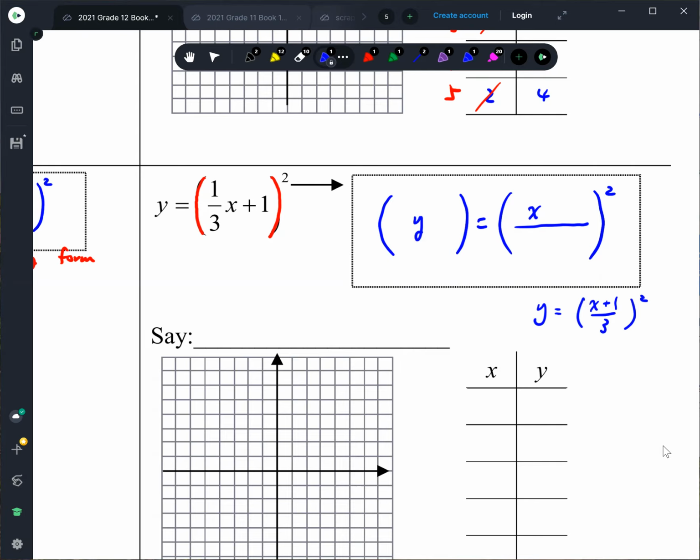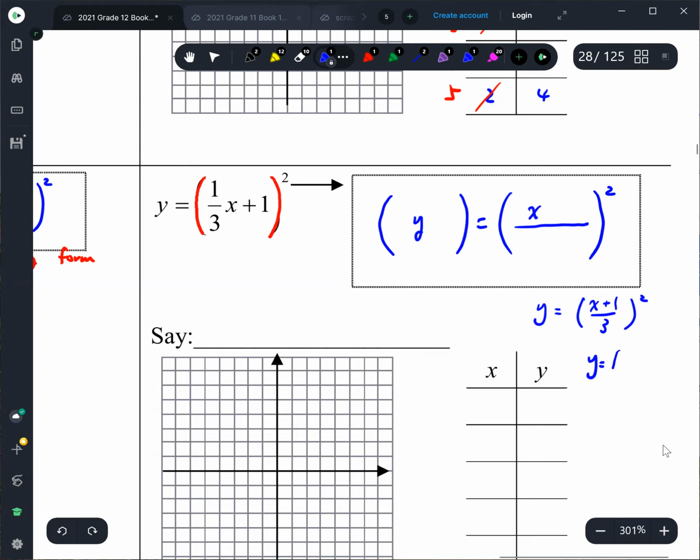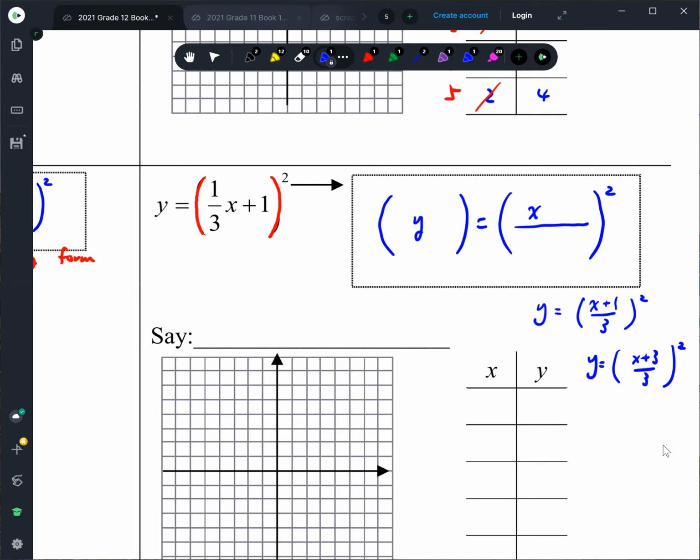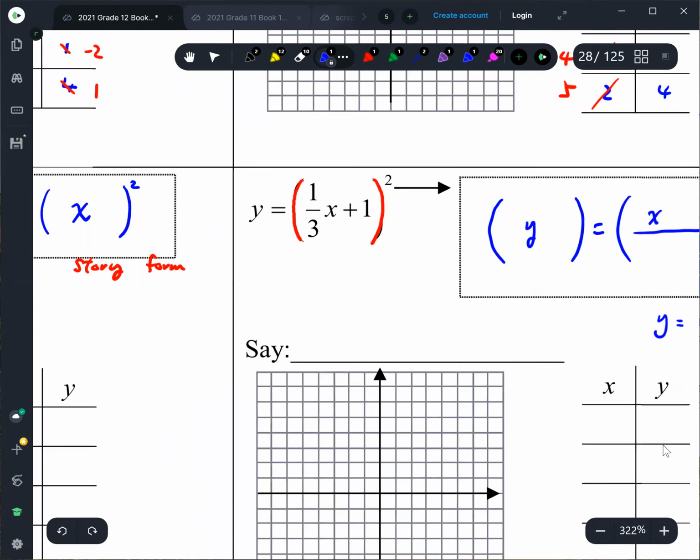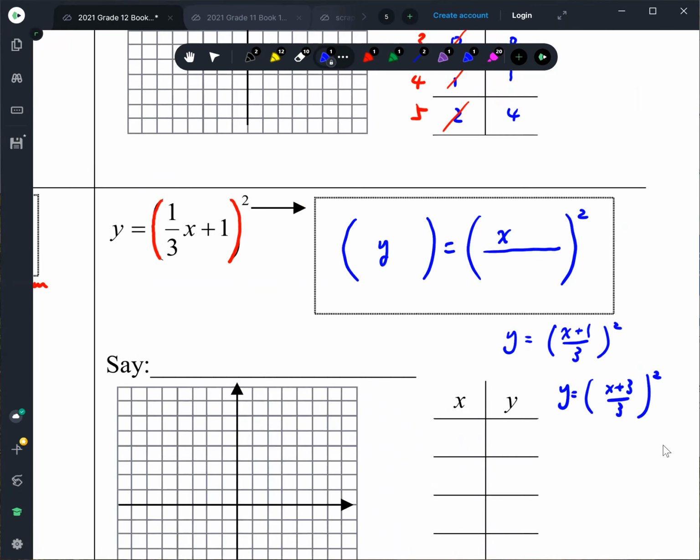Wait, Jason, I got something different. Okay, what do you have? I got x plus 3 over 3. X plus 3 over 3, okay. So remember when we are changing the form, we shouldn't change the question, right? It just looks different.